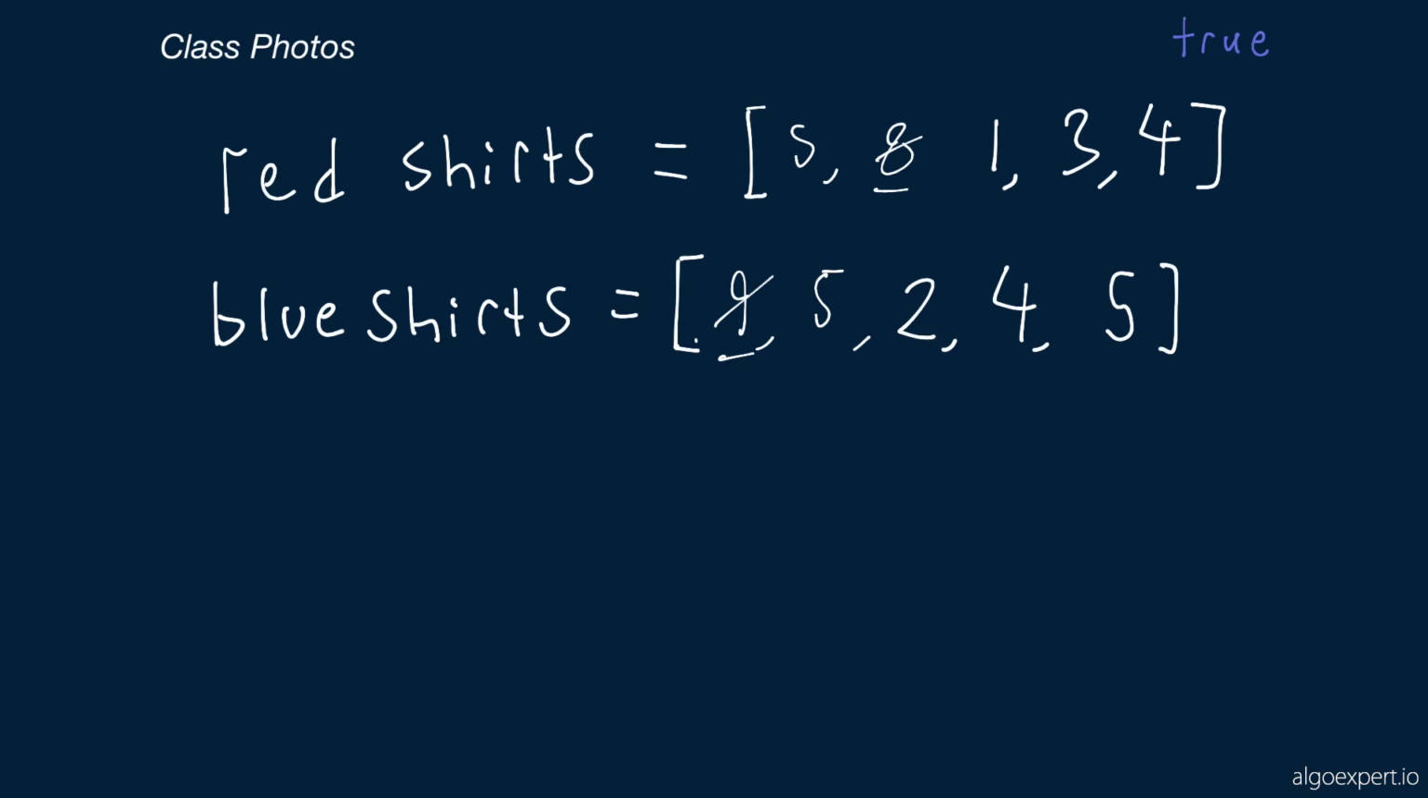If we cannot, then we return false. And again, before we even do any of that, we need to figure out which student is the tallest, so we know whether our red shirts are going to be in the front row or our blue shirts are going to be in the front row. So that is this entire algorithm.